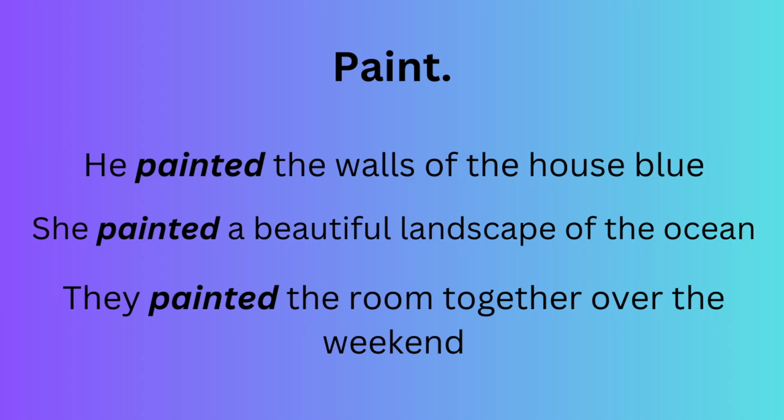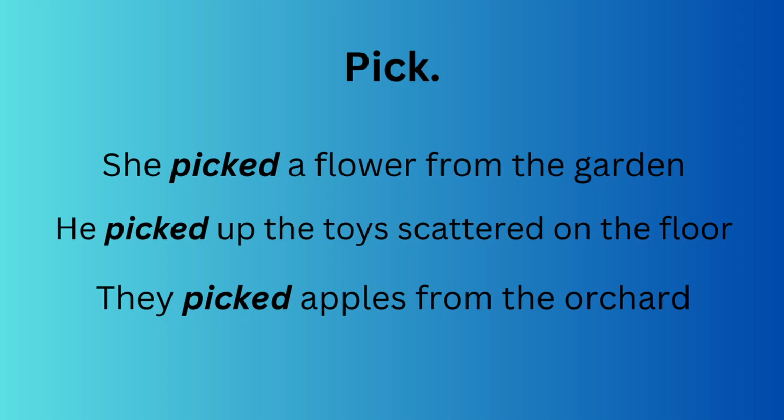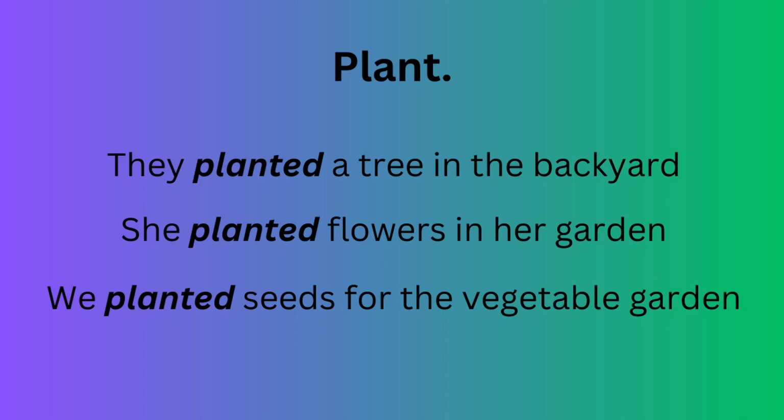Paint. He painted the walls of the house blue. She painted a beautiful landscape of the ocean. They painted the room together over the weekend. Pick. She picked a flower from the garden. He picked up the toys scattered on the floor. They picked apples from the orchard. Plant. They planted a tree in the backyard.